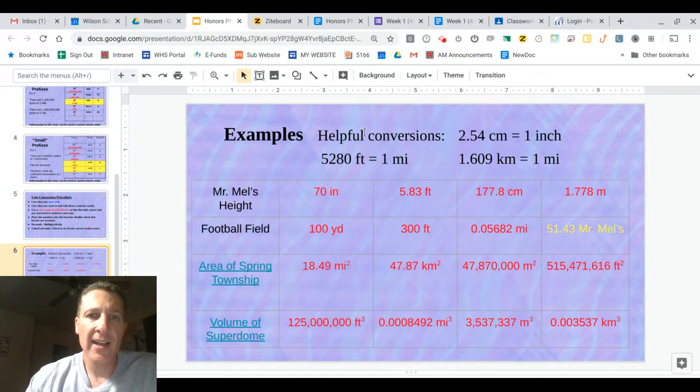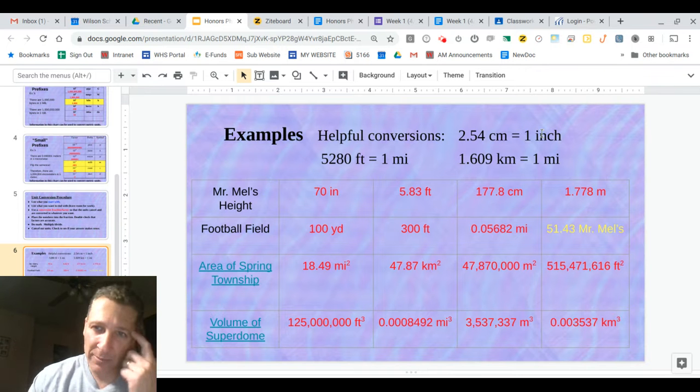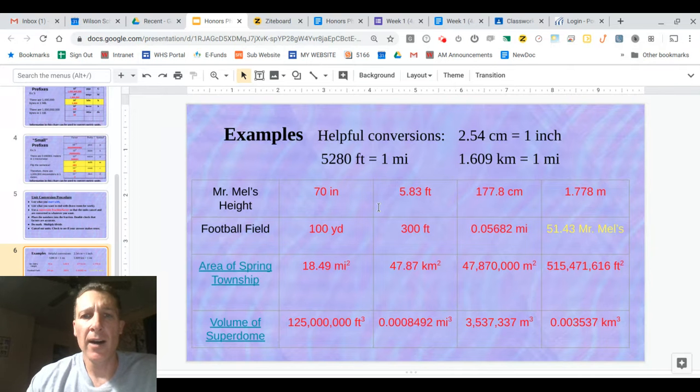This slide has some helpful conversions. If you're at home, you can look these up as well. Here's how many centimeters are in an inch, kilometers in a mile, feet in a mile. And here are some different lengths as well as an area and a volume that I looked up with conversions into different units. I took my height in inches, converted into feet, centimeters, and meters.